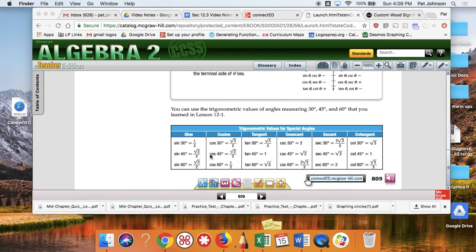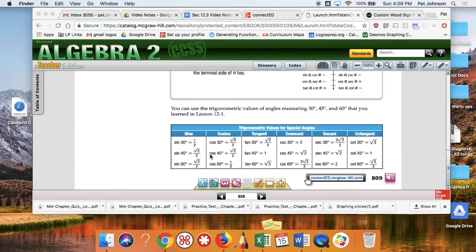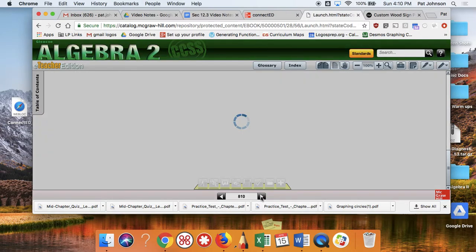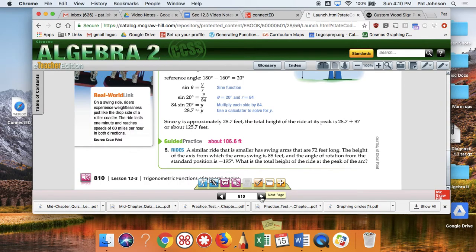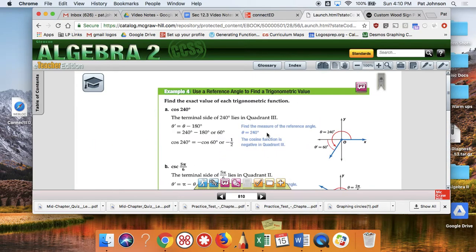Okay? Now, we can use the values of 30, 45, and 60 that we learned in lesson 12.1. So here we go. We have sine of 30 is 1/2, cosine, and so on. So we can use these special values. Let's look at the next problem that they give us. This is find exact values of 240 degrees.